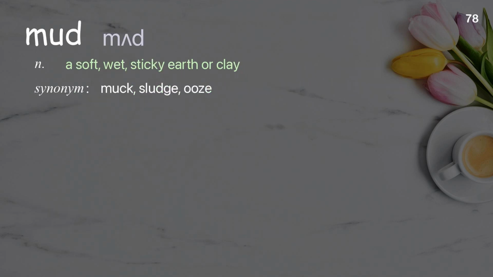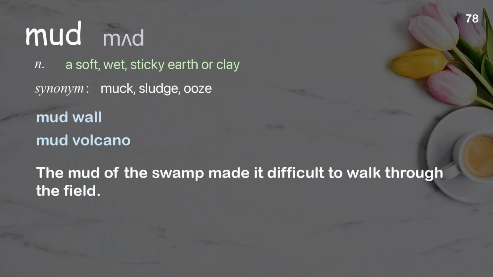Mud. A soft, wet, sticky earth or clay. Examples: Mud wall. Mud volcano. The mud of the swamp made it difficult to walk through the field.